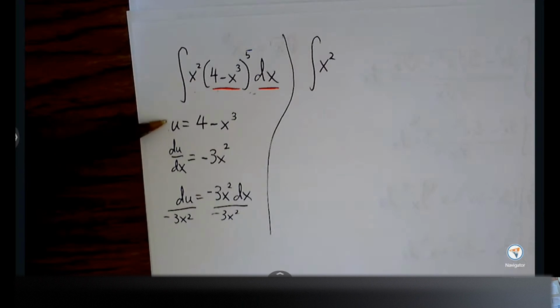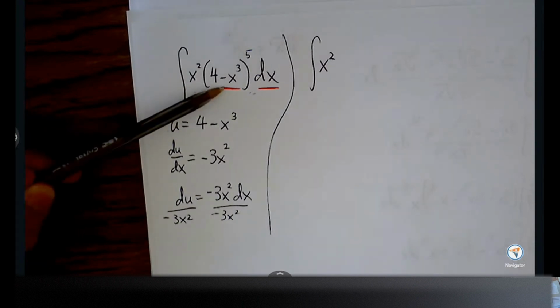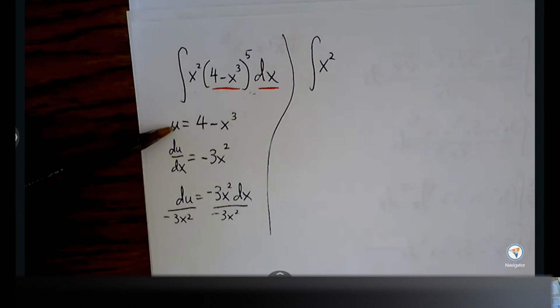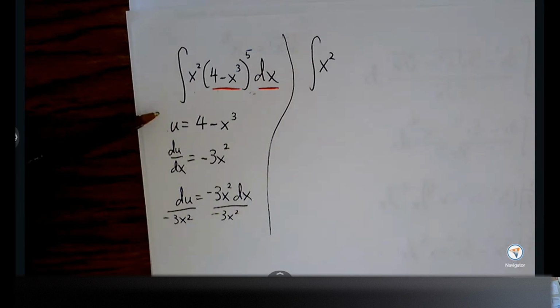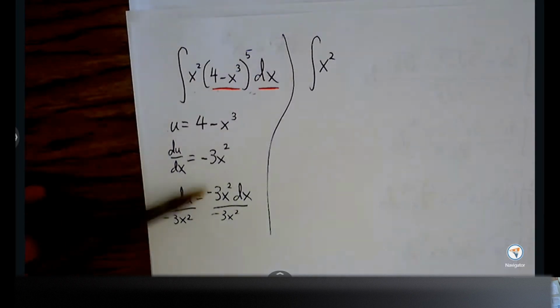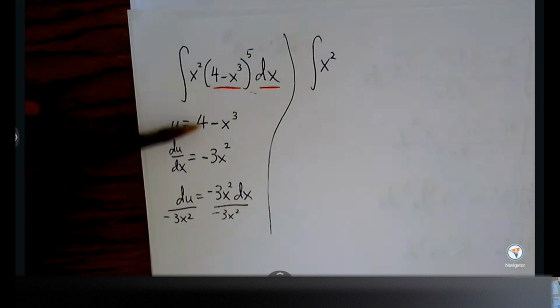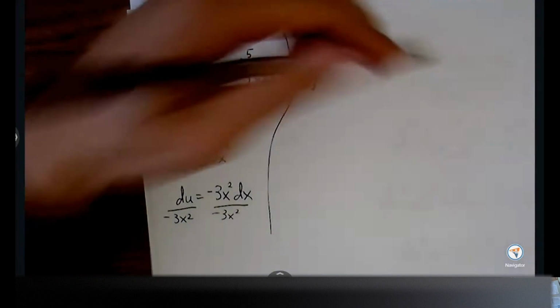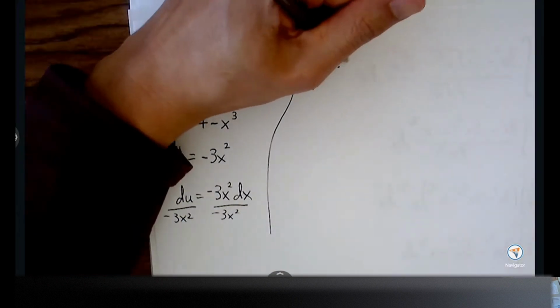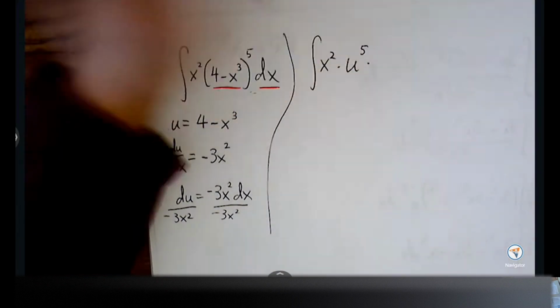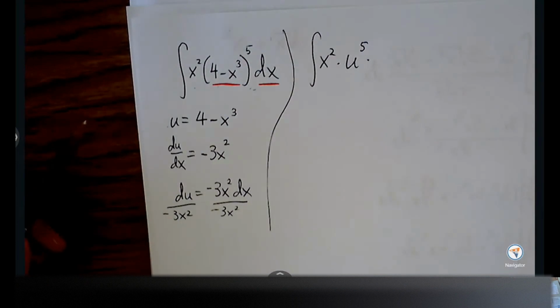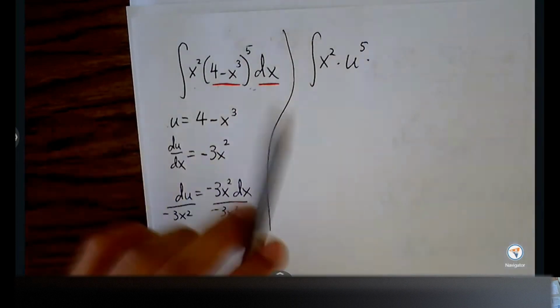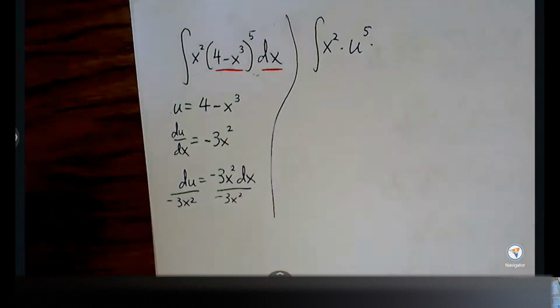Do you see a substitution that I can make here? I can replace that 4 minus x cubed. The negative 3x squared, that's going to come later. But for now, we're just going to find a substitution for 4 minus x cubed. Don't forget the fifth power, right? Okay. All right, so Daniel, what can I replace dx with?